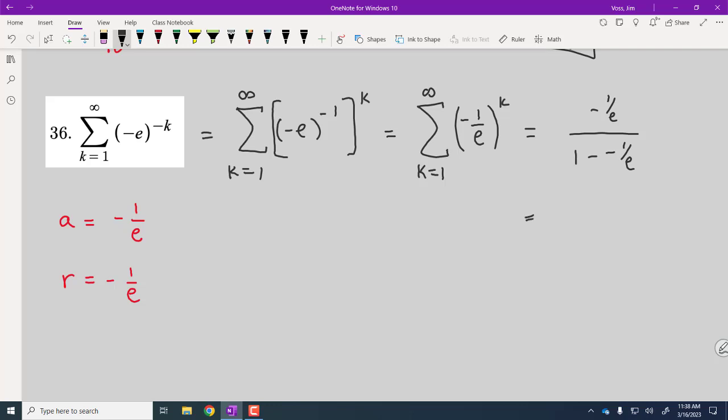If we multiply everything by e, we're going to have negative 1. 1 times e is e. Negative and negative is plus. That will be the sum of this series.